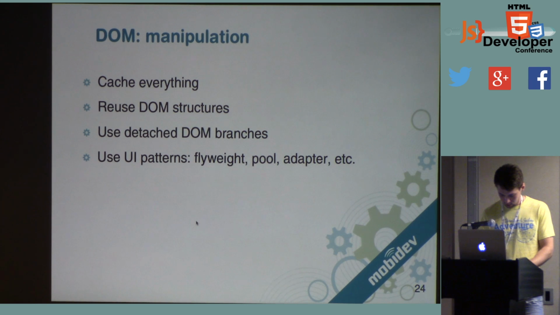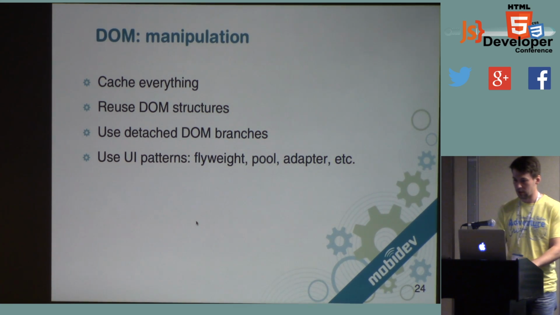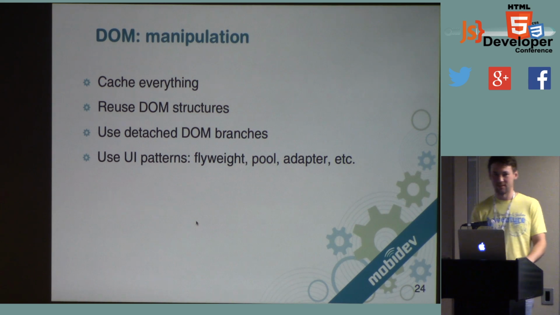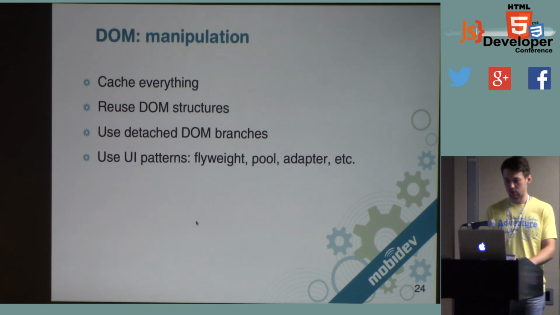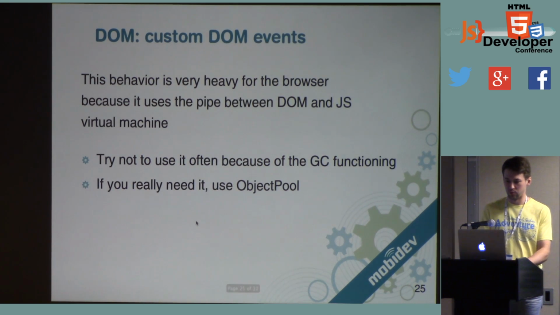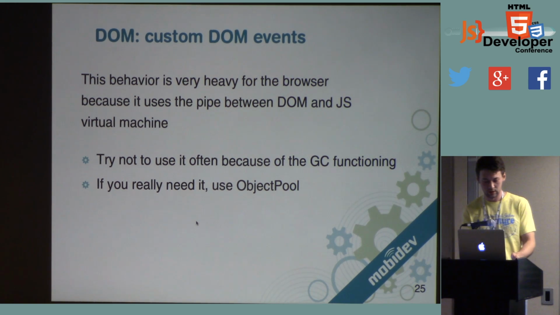That's why, during manipulation with the document object model, we use the following approach. We cache everything, so we reuse document object model structures to avoid allocation and deallocation. And we detach DOM branches, and we use different programming patterns such as flyweight, pool, adapter, etc.